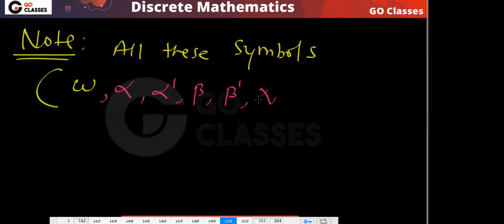This is the chromatic number. This is the connectivity number. This is the vertex connectivity number. This is your vertex connectivity number. This is your edge connectivity number.